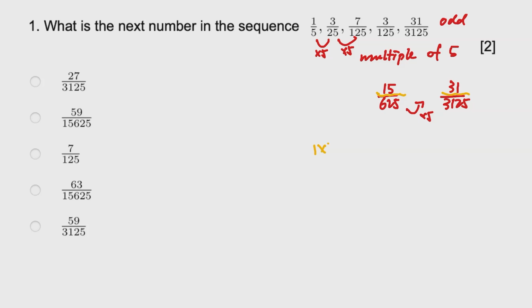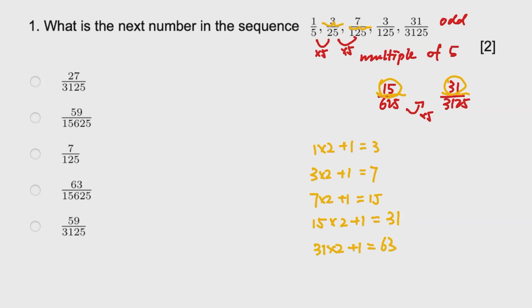So 3 equals 1 times 2 plus 1, which is the first numerator times 2 and then plus 1. And 7 equals the previous numerator 3 times 2 plus 1. 15 equals 7, the previous numerator, times 2 plus 1. And the same for 31, that equals 15 times 2 plus 1. So we can tell that the next numerator should be 31 times 2 plus 1, which should be 63.